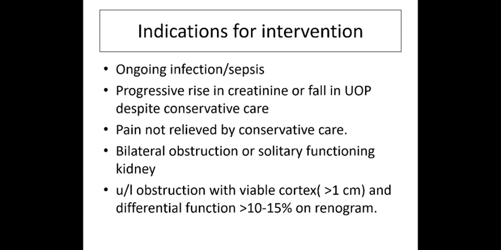One, if the patient is having ongoing infection or sepsis, or if there's a progressive rise in creatinine or fall in urine output despite conservative care, and pain that is not relieved with conservative care alone. Or if there's a bilateral obstruction or obstruction in a solitary functioning kidney. And if there is a unilateral obstruction, you see if there is viability, which is assessed by the thickness of the cortex, if it is more than 1 centimeter, or a differential renal function, which you can assess with a diuretic renogram, of more than 10 to 15%. This will show whether there is a viable kidney which can be saved if you relieve the obstruction.